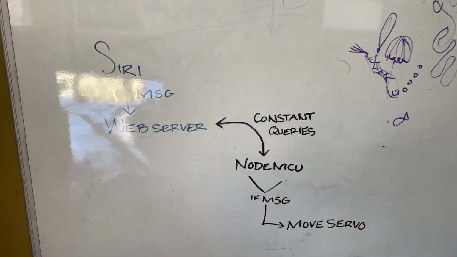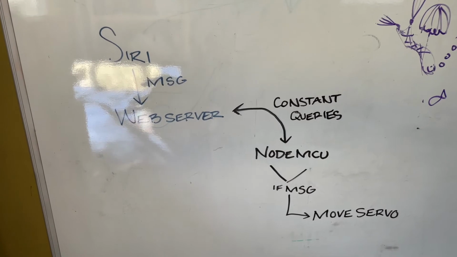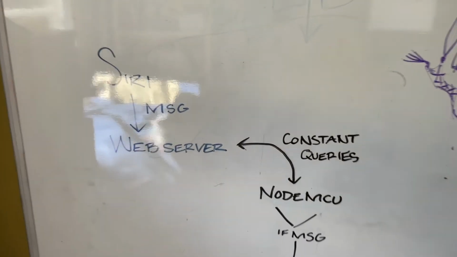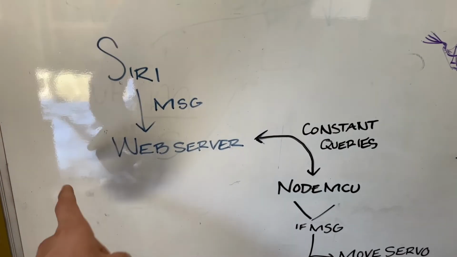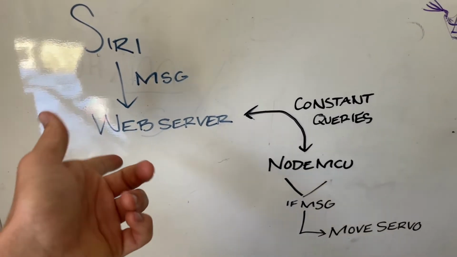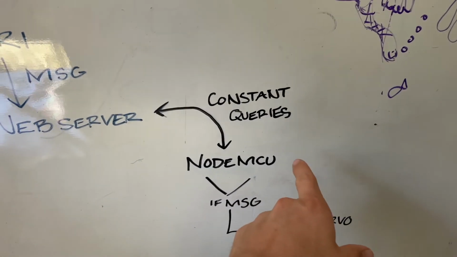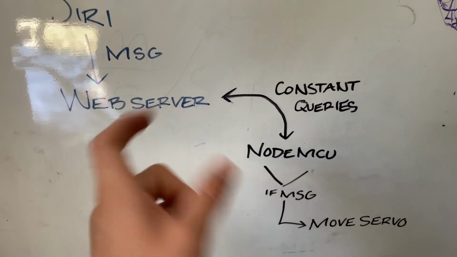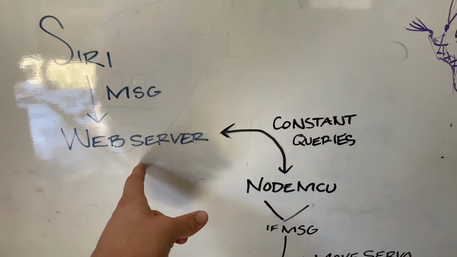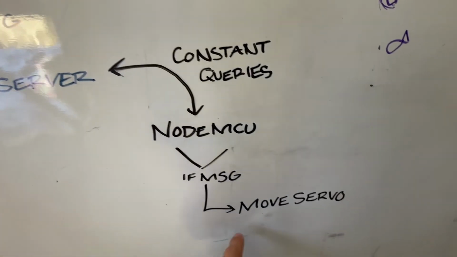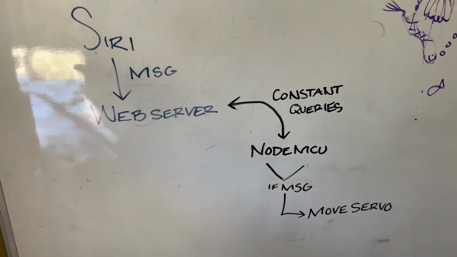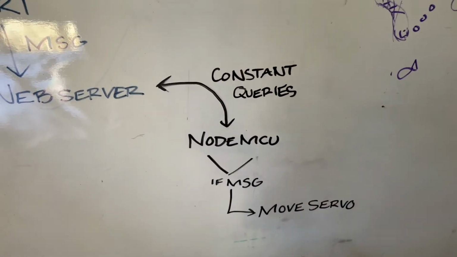Okay, so this diagram should give a basic idea of how the architecture works. So first, Siri will make a Siri shortcut, which sends a message up to a web server that we'll create. This means that Siri could be anywhere in the world and it'll send a message to this web server. Then the NodeMCU, which is the little computer that moves the servo, is constantly making queries to this web server, and if it sees a new message is created, then it'll move the servo.